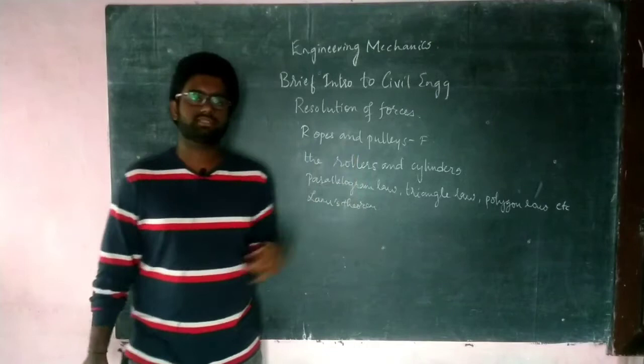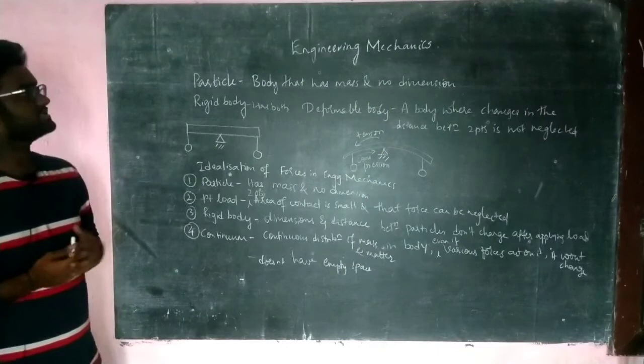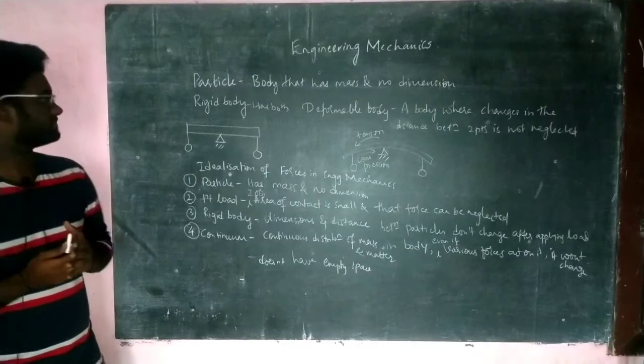In this particular chapter, let's start with the discussion. To begin with, let's discuss some important definitions. First, what is a particle? A particle is a body that has mass, but it doesn't have any particular dimension. It can be a very tiny particle. The composition of all the particles in the environment makes matter.